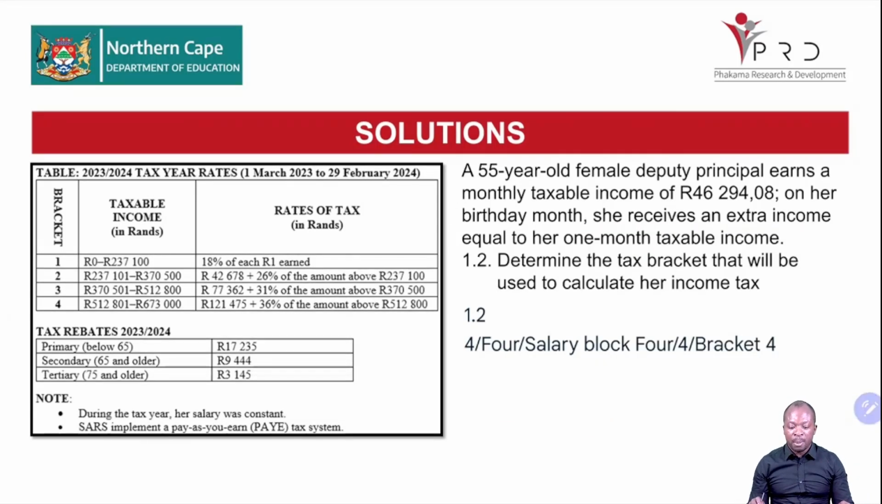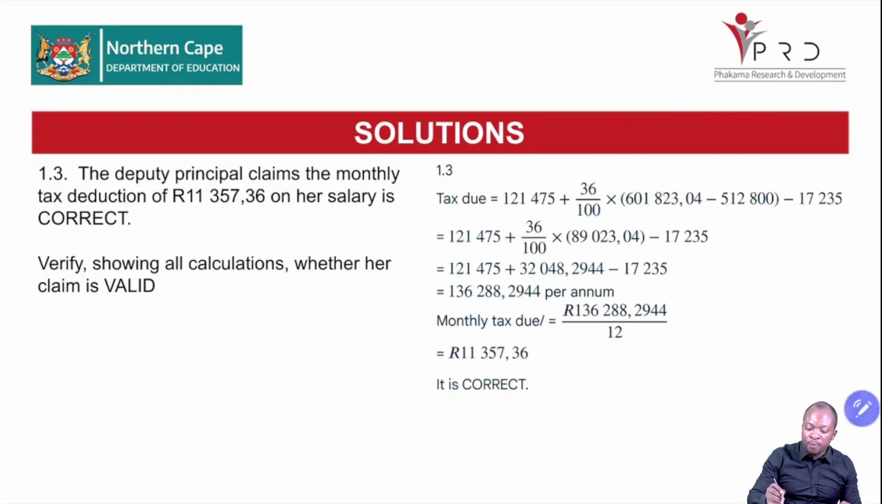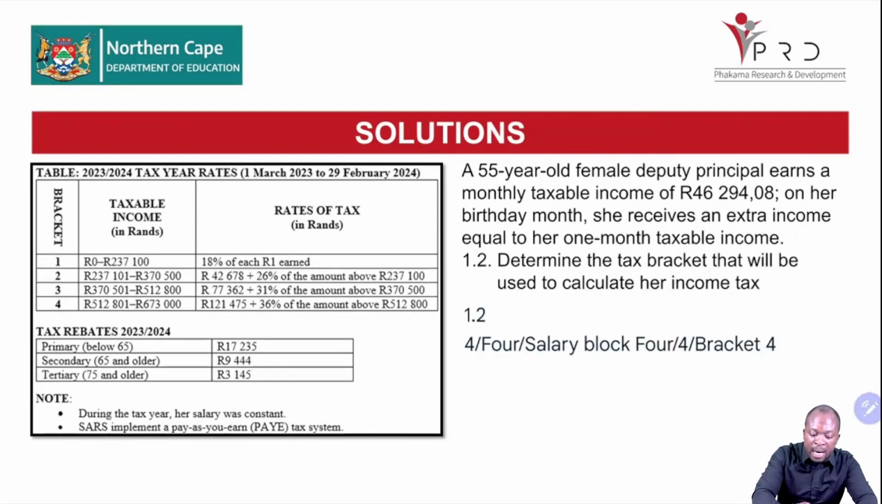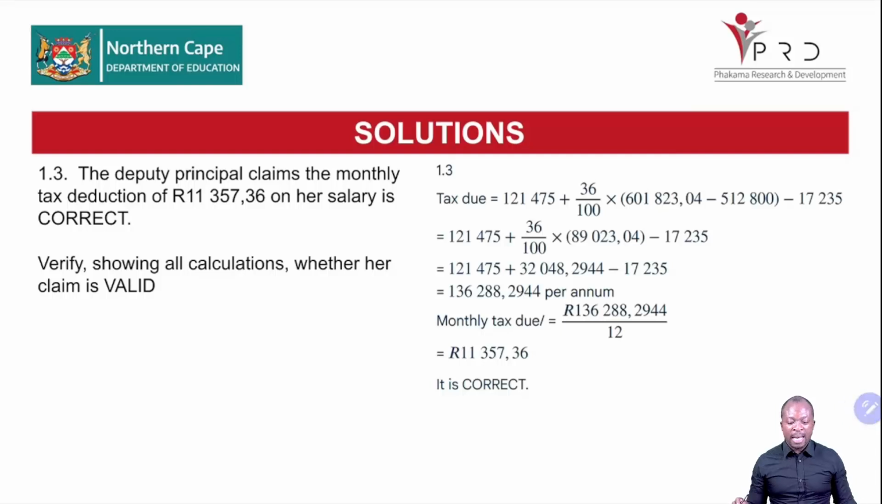Let's look at number 2. Because of this money that we got, 601,823, we can then find it somewhere here. It means this person belongs to bracket number 4. You write that for 2 marks. You are done. Then let's look at the third one.